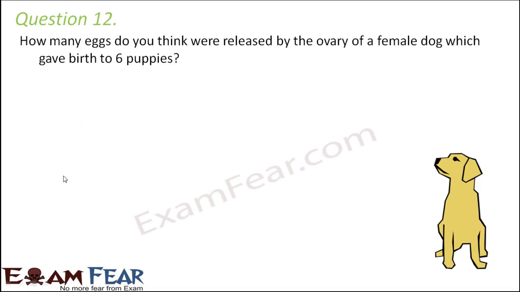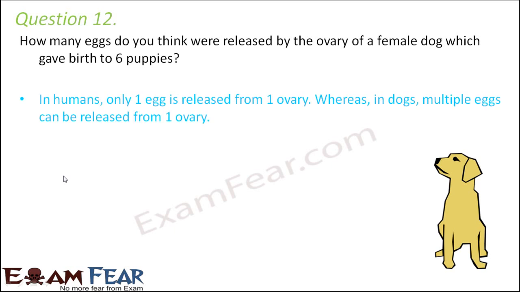Now just look at the last question. How many eggs do you think were released by the ovary of a female dog which gave birth to 6 puppies? Okay, we spoke about the human reproductive system where females have two ovaries and one ovary can release only one egg, or one ovum, in a month, not more than that. But in the case of dogs, it is not like that. In dogs, one ovary can release more than one egg in a month. That is why they are known as polyovulous. So in humans, only one egg is released from one ovary, but in dogs, multiple eggs can be released from one ovary.